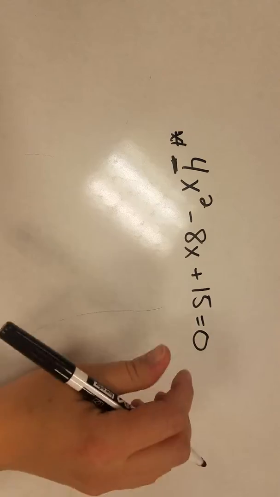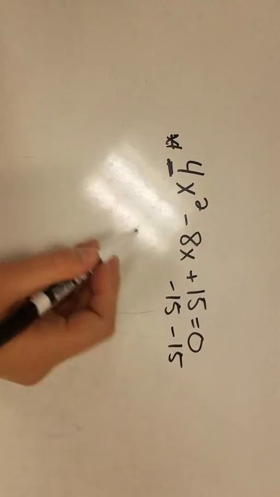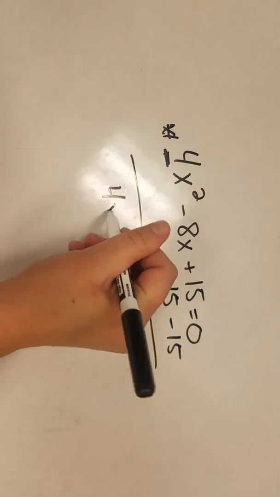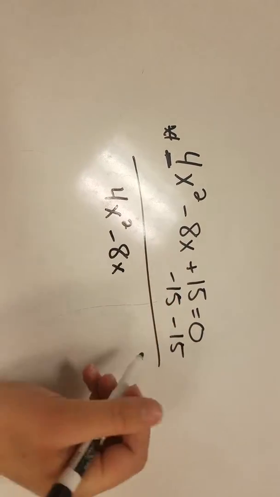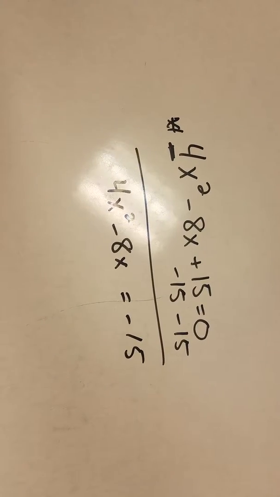We start with our same steps, so we're going to move our c to the other side. So we're going to subtract our 15. We're going to bring down the rest of the left side, and we are equal to now negative 15.